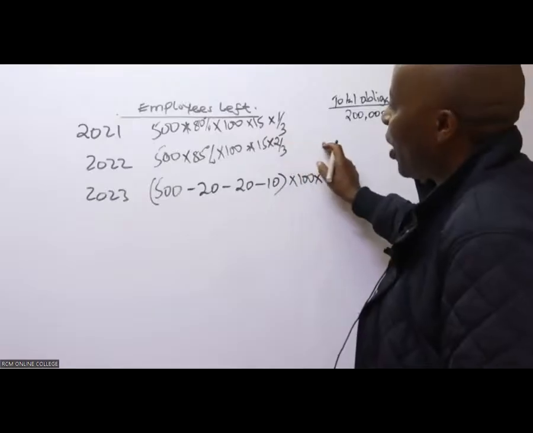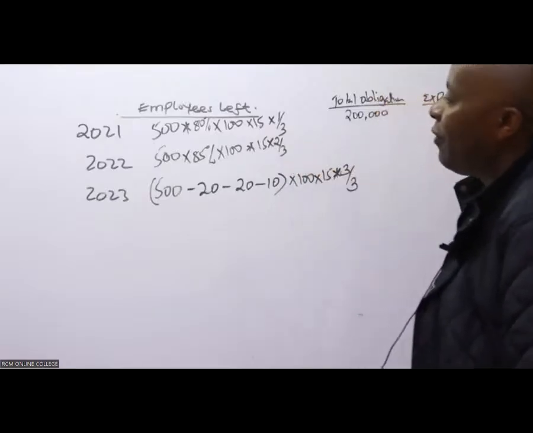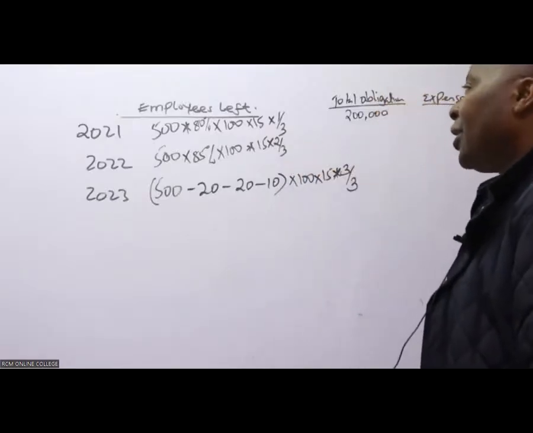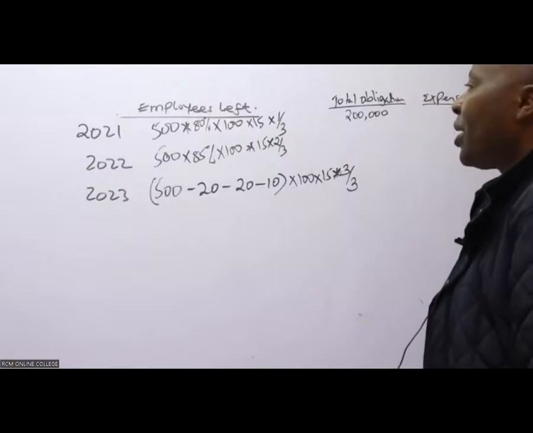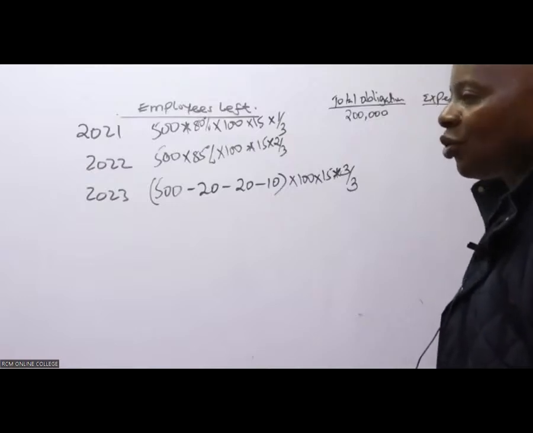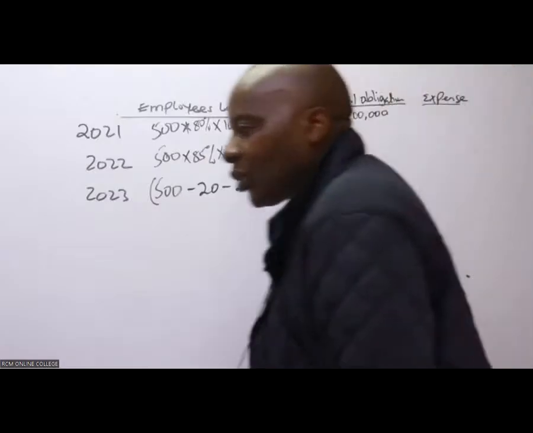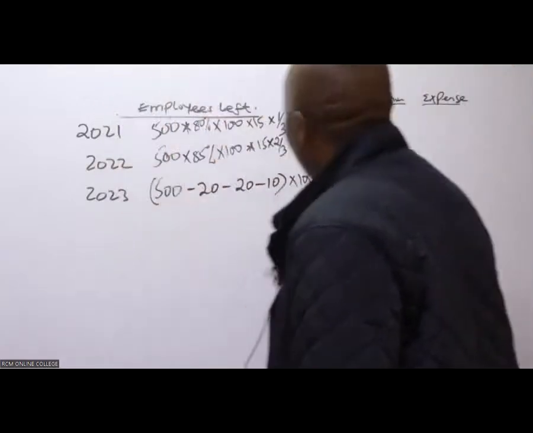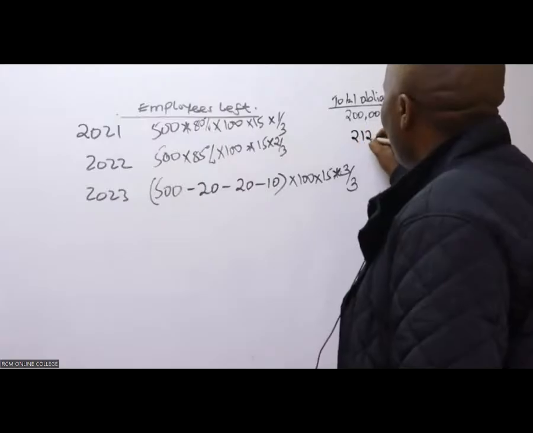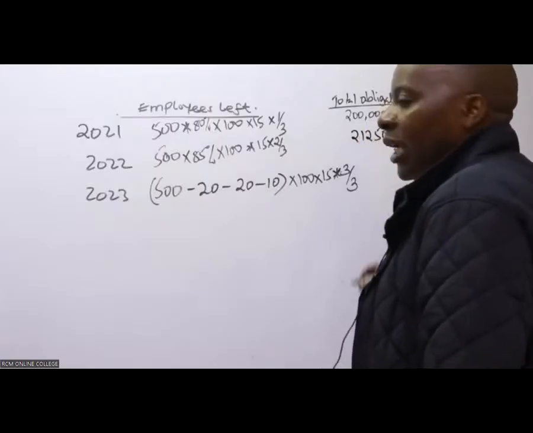How about the second one? 500 times 0.85 times 100 times 15 times 2 over 3. The second one, according to Samson, is 212,500. How about the last one now?